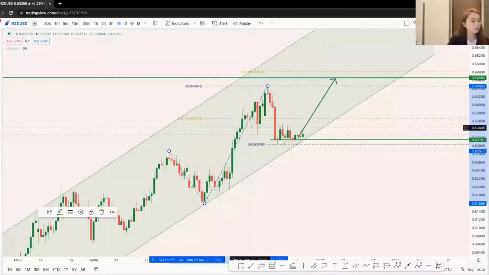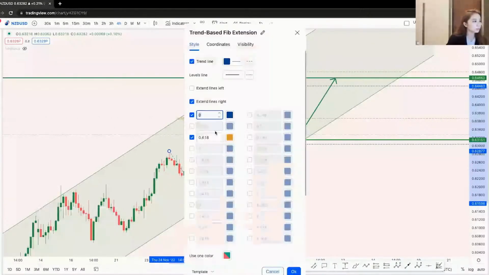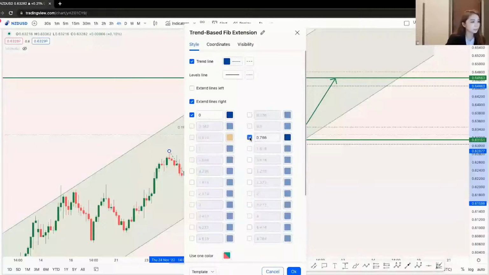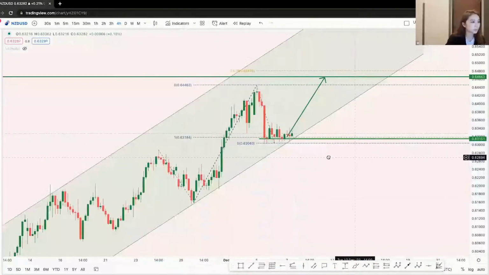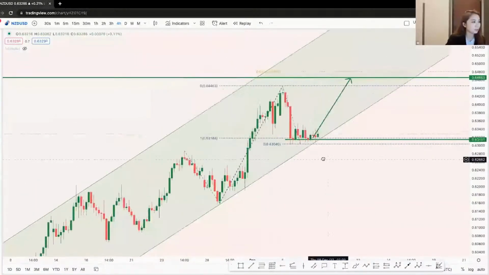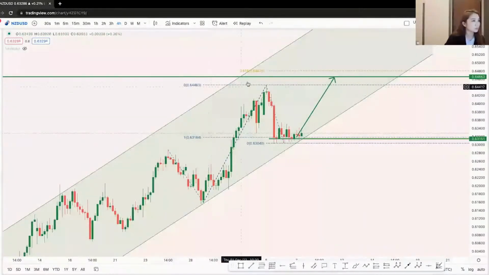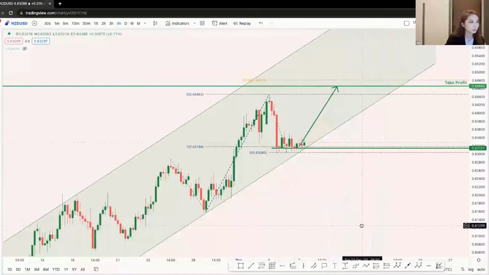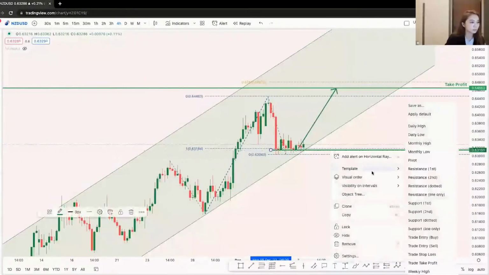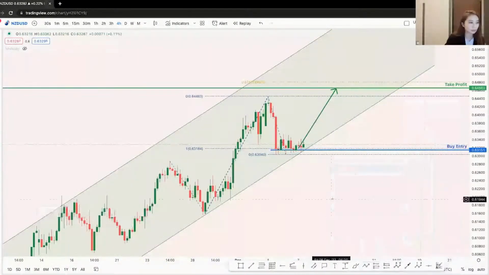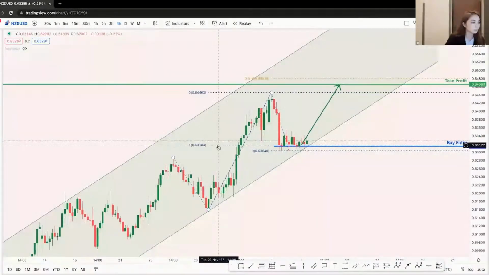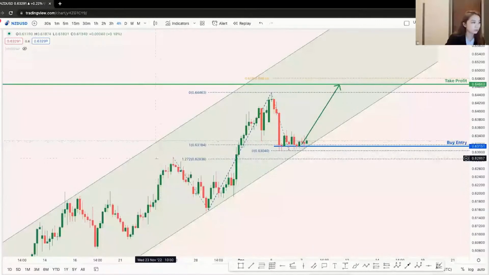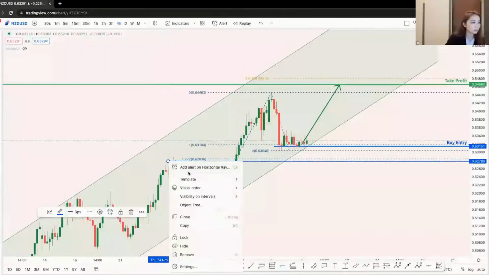Sorry, my screen just went black. Hold on. Okay. We're looking at 100 at the bounce off point. 1.2720 to be a stop loss.